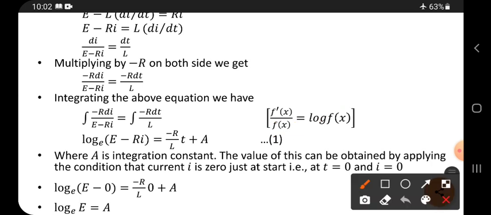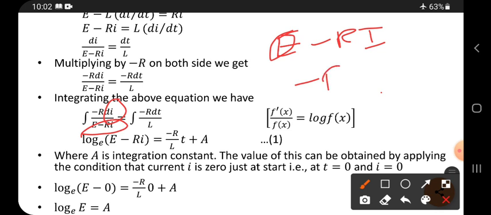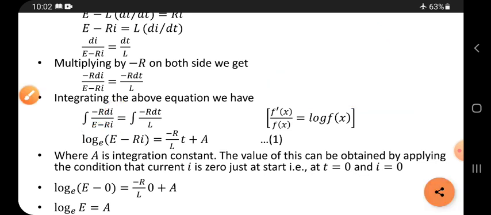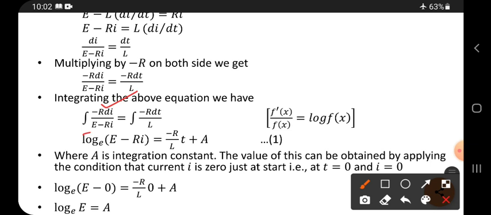See here, E minus Ri differentiation. E is a constant, minus Ri. Its differentiation is what? E becomes 0, minus R into di. So minus R di is in the numerator. So its differentiation is here. If it is f of x, then it is simply f dash of x, so f dash of x by f of x, in this manner.